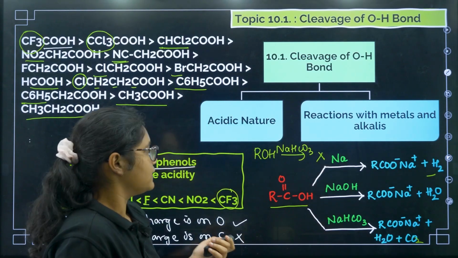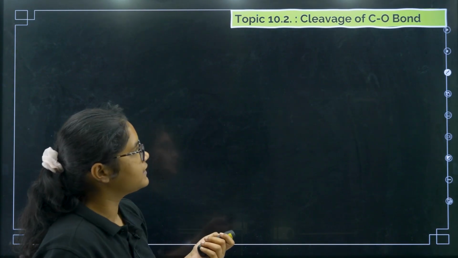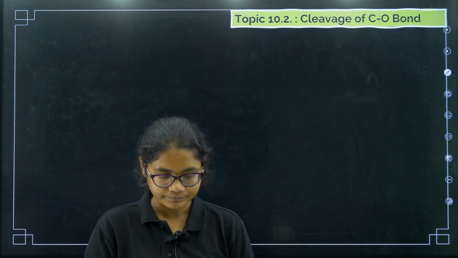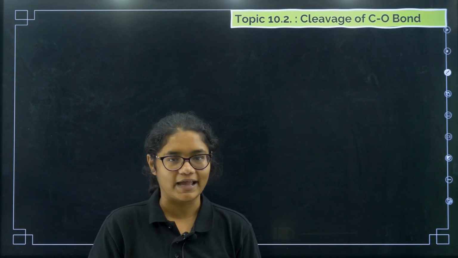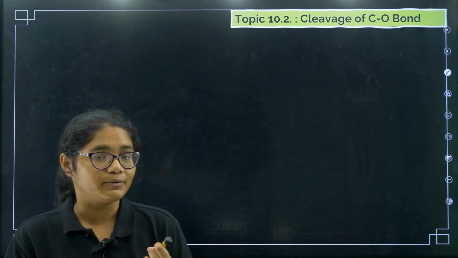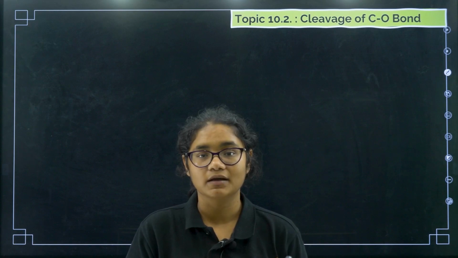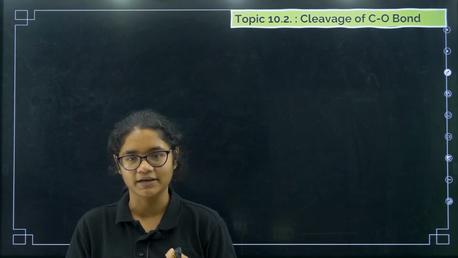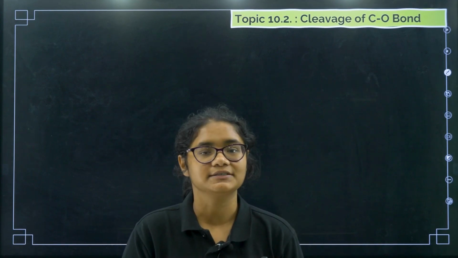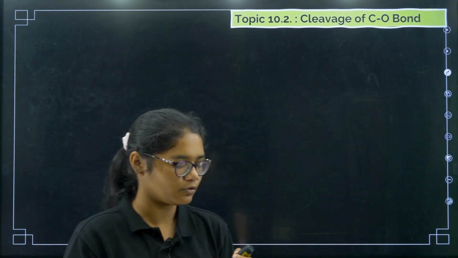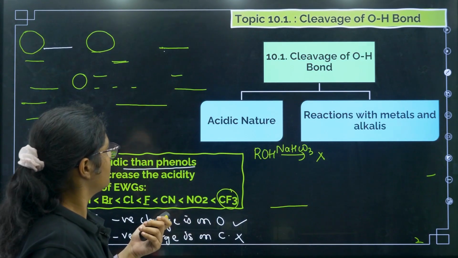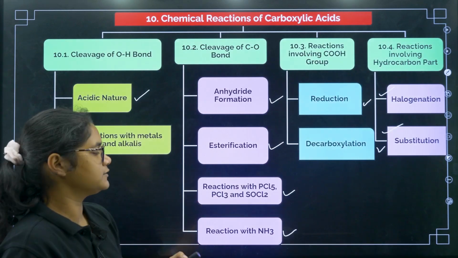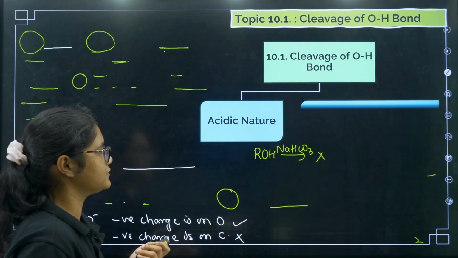Okay, fine. Now, coming to the next one where there is cleavage of the CO bond. Under this, we had 4 reactions, right? First one, if you remember, is anhydride formation. Then we have esterification, right? Then we had reactions with ammonia, and one more was there. What was that? One more reaction was there, reactions with PCl5, PCl3 and SOCl2.